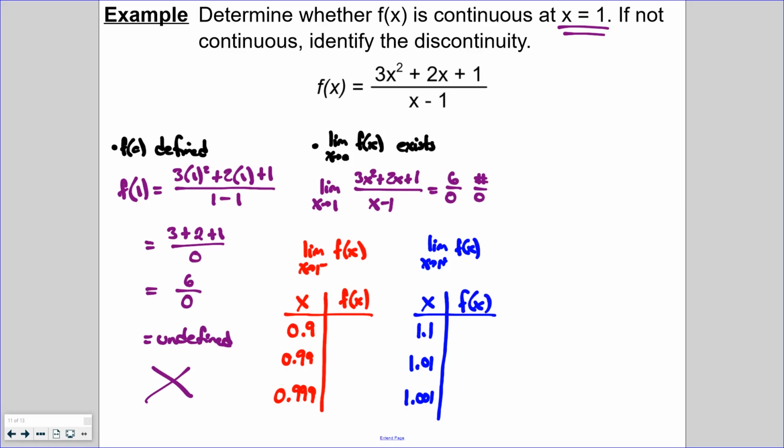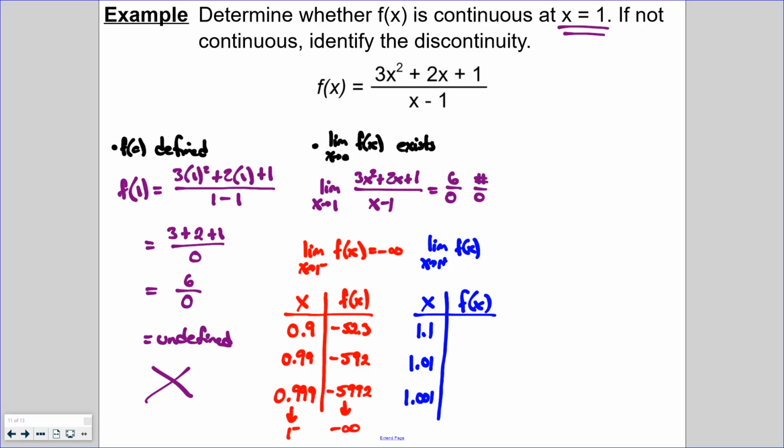Alright, so let's see, when I plug in 0.9, I'm going to get negative 52.3. When I plug in 0.99, I'm getting negative 592. And 0.999, I get negative 5,992. And remember, we usually want to pick 3 test values to make sure that we recognize a pattern. So as x approaches 1 from the left, we can see that our left-sided limit approaches negative infinity.